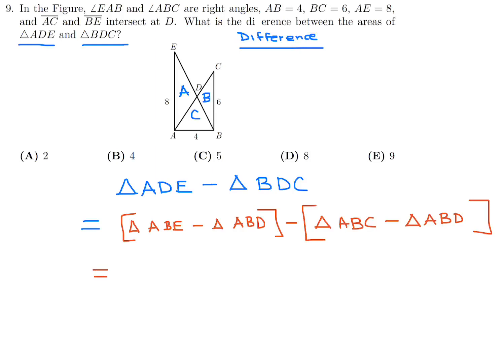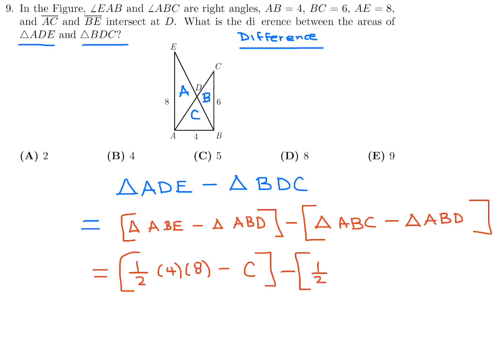And then let's start using our letters to make things a little bit easier for us. ABE. I can actually use my numbers to figure that out. I've got enough. So it's 1/2 base times height, but the base is 4 and the height is 8. For ABD, I don't have the height, right? But that's okay, I'll just put C, which is what I called it. For ABC, I've got the height and I've got the base, so I can figure that out.